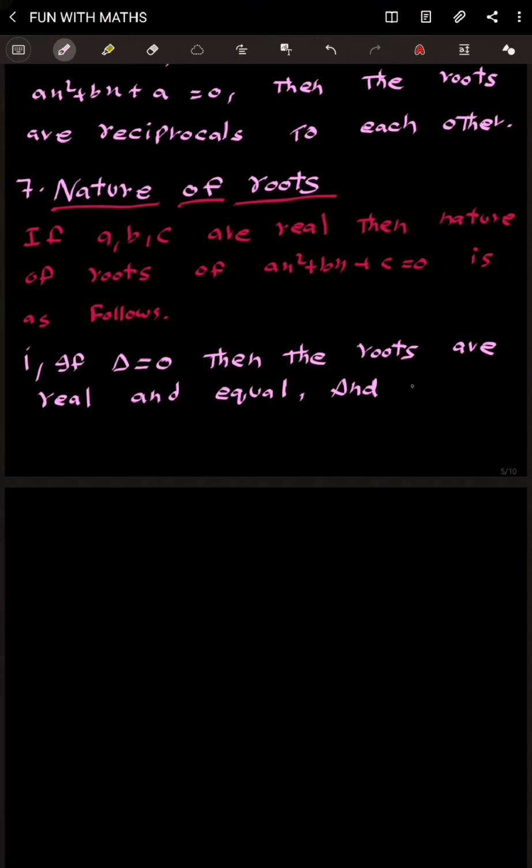And each root is equal to minus b by 2a. So if delta is equal to 0, then the roots are real and equal, and each root is equal to minus b by 2a.